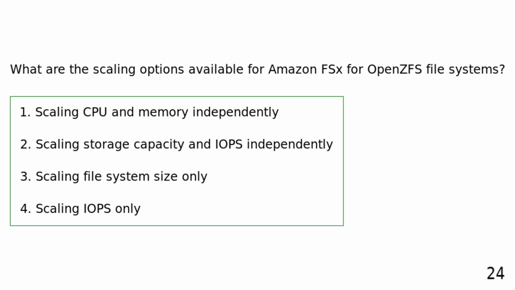What are the scaling options available for Amazon FSx for OpenZFS file systems? Scaling CPU and memory independently. Scaling storage capacity and IOPS independently. Scaling file system size only. Scaling IOPS only.